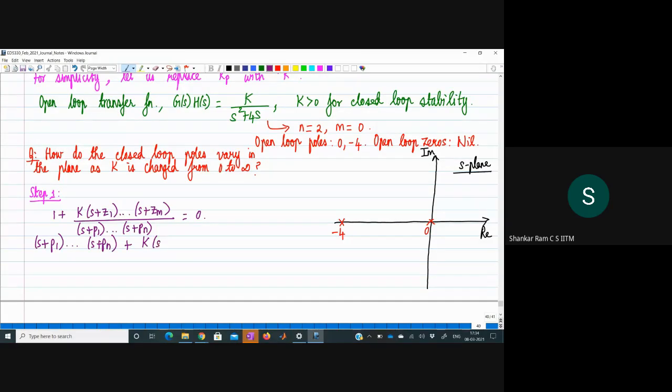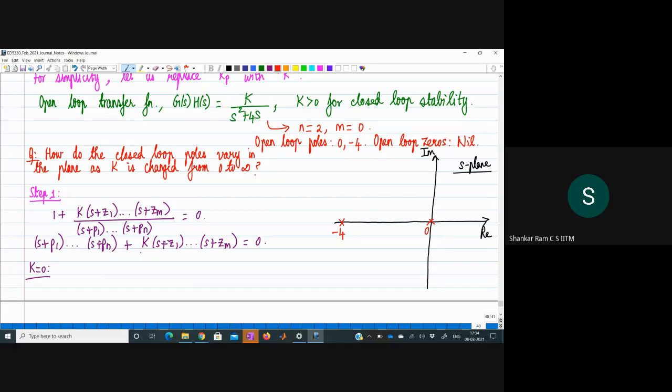(s plus z1) all the way till (s plus zm) equals 0. So the point is the following. If we have k to be 0, what will happen? This is the closed loop characteristic equation written in a form wherein we have taken the LCM.